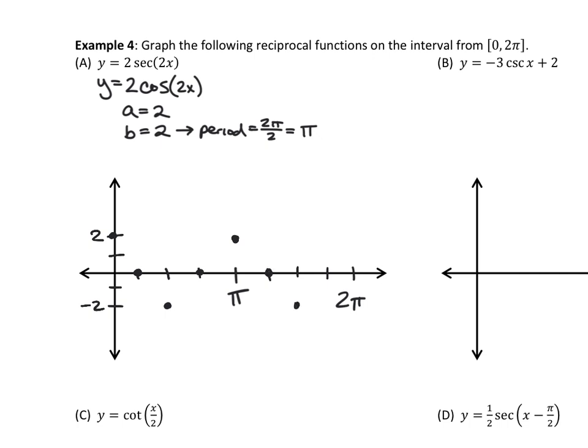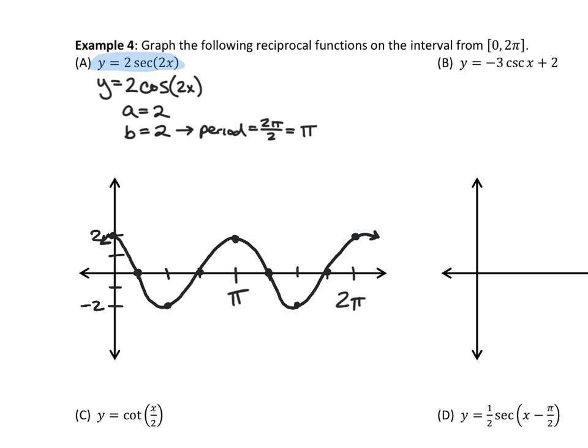Max, middle, min, middle, max. Okay, I'm doing this in black on purpose, and if you have 2 colored pencils, do this in like pencil color, all right? This is the cosine function. That was not our goal to graph. Our goal was to graph the secant version of this. Our goal is to graph 2 secant of 2x. So we need to think about how this secant function is related to cosine.